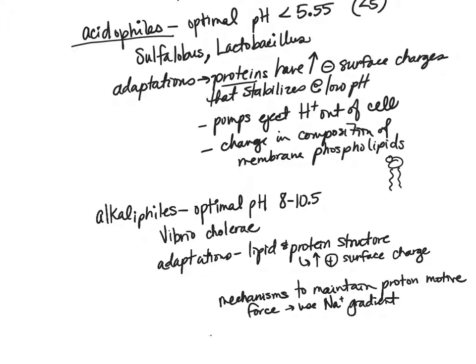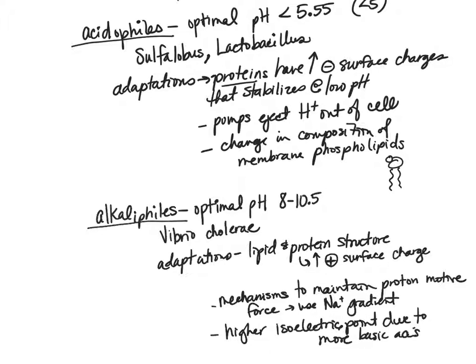And they have a higher isoelectric point. And that is due to the more basic amino acids that they have in their proteins. So again, they're going to change protein structure. So not only is there going to be an increased number of positive surface charge on the proteins themselves, but then they're also going to be utilizing more basic amino acids because then they're going to have an easier time existing in this alkaline environment.